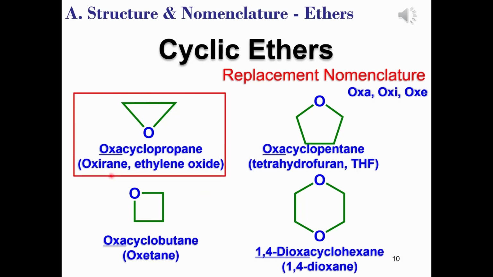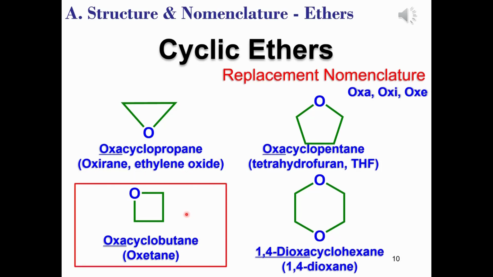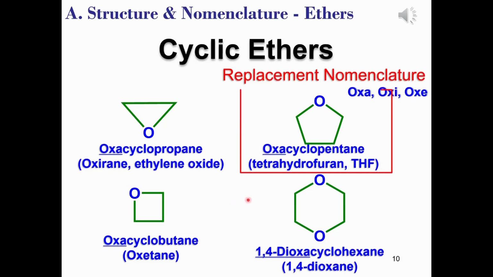A 3-membered cyclic ether, also known as an epoxide, is called oxacyclopropane. This has the alternative name oxarane or the common name ethylene oxide. A 4-membered cyclic ether is named as oxacyclobutane, but this is also known as an oxetane. A 5-membered cyclic ether is known as an oxacyclopentane. This has the common name tetrahydrofuran and is a common aprotic solvent used to solubilize organic compounds.